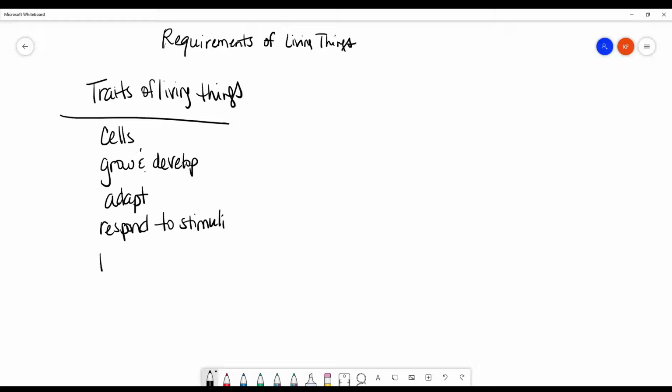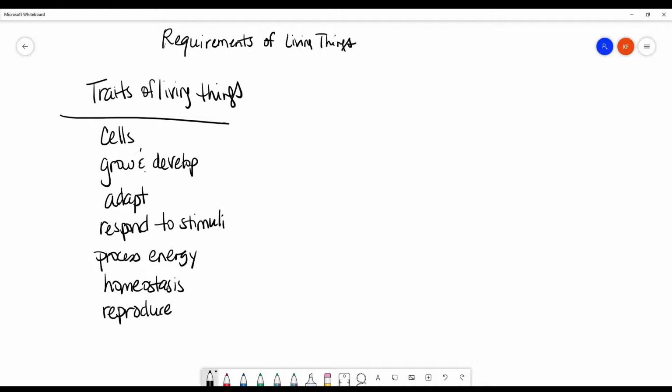It must be able to process energy. It must be able to maintain homeostasis. And finally, it has to be able to reproduce. Did you have these things on the list that you made? How many of them did you get? How'd you do? So these are the 7 absolute characteristics of living things.